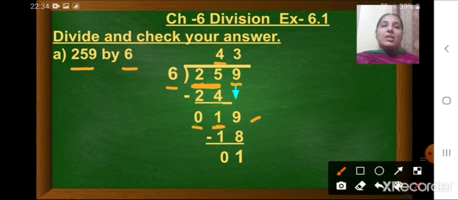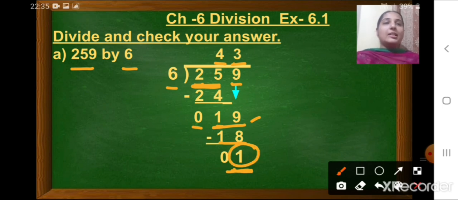So 6 1 times 6, 6 2 times 12, 6 3 times 18, 6 4 times will be 24, which will be more than 19 here. So how many times will go? Yes, 6 3 times. So 6 3s are 18, that we have written here. And now we will subtract. So 9 minus 8, 1. Now this 1 will be the remainder here, because now we don't have any more digit in the dividend to bring down, isn't it? So 1 is the remainder here.